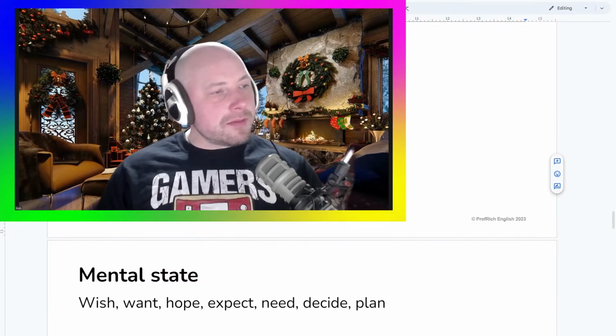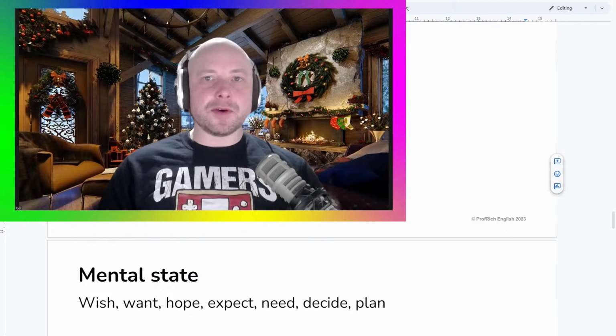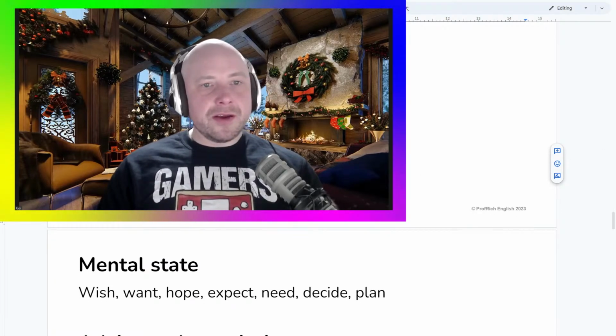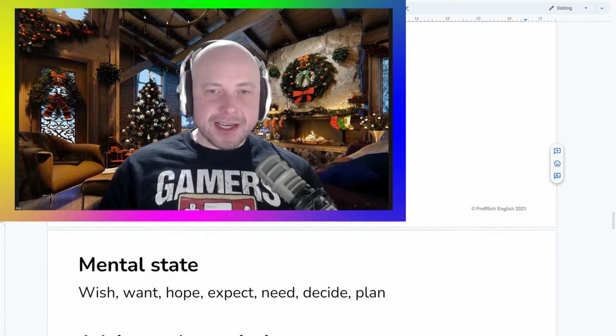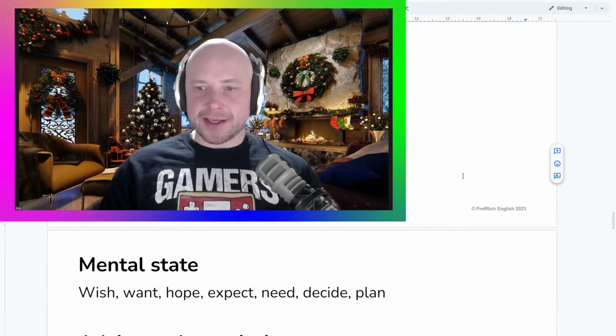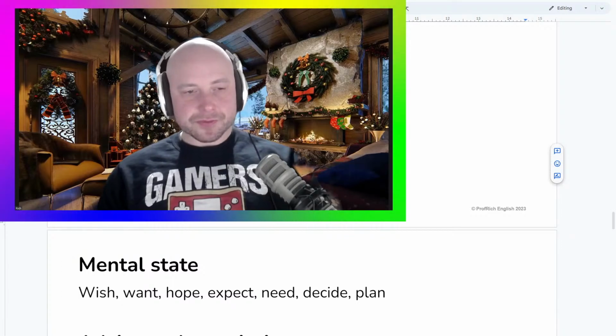Now, what form comes after these verbs? That's what we're interested in here. So what form comes after wish, want, hope, expect, need, decide, and plan? The verbs of mental state, we might say there.